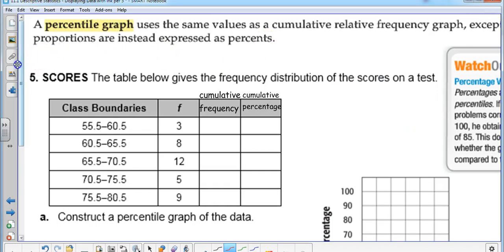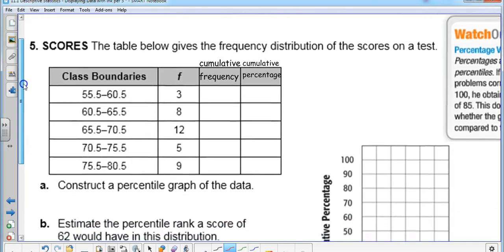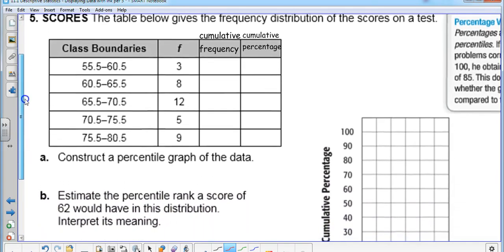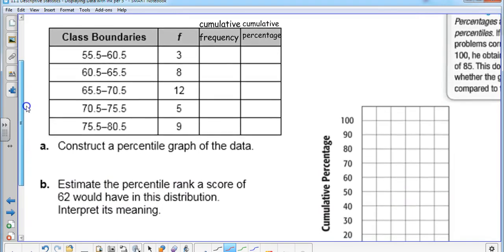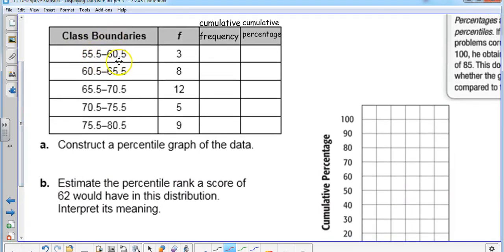This is a real quick example of test scores, okay? So we had 3 people who scored between a 55.5 and a 60.5. So there was 3 people in that category. How are we going to figure out the percentile for that? The cumulative percent.